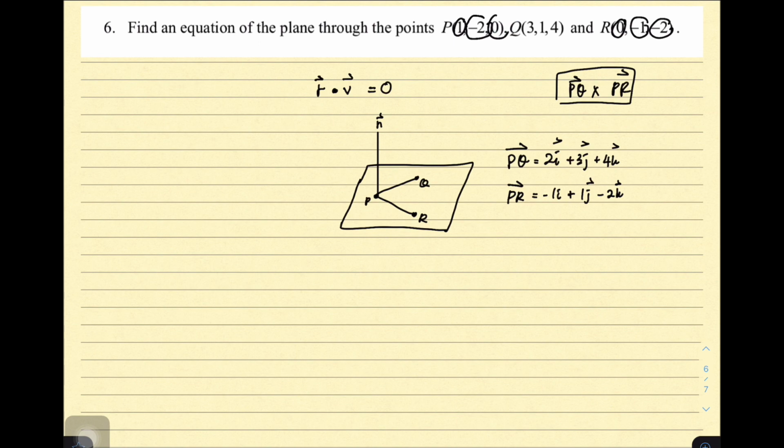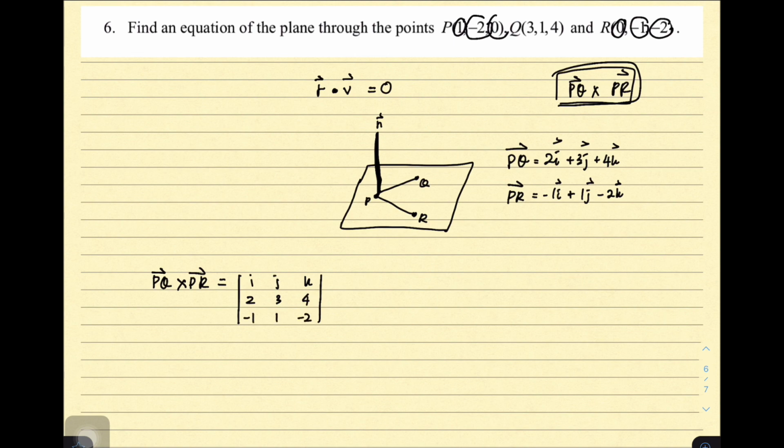So ini adalah vektor PR dan PQ. Okay, so you can find the vector that is menegak ke atas ni, perpendicular to the plane, dengan cara melakukan cross product of PQ dan PR. So now kita nak buat cross product PQ cross with PR. So if you can remember cross product, kita akan cari macam determinant. Okay, so we have i here, j and k. So for PQ we have 2, 3 and 4. For PR, we have negative 1, 1 and negative 2.